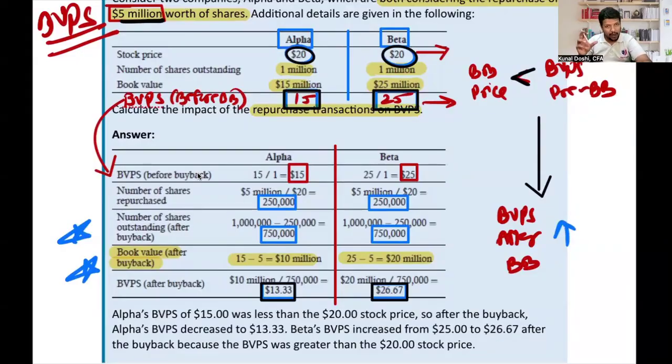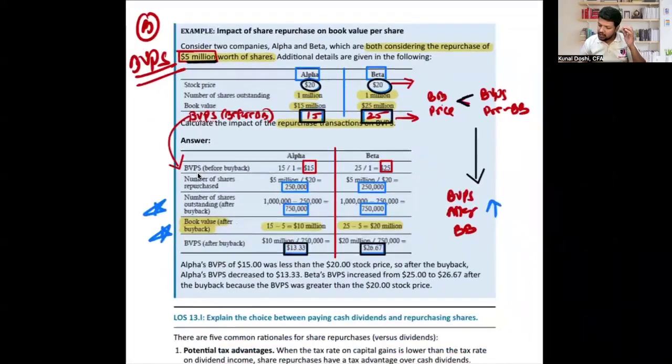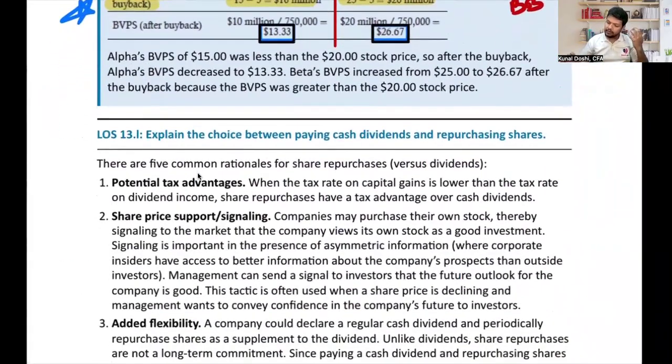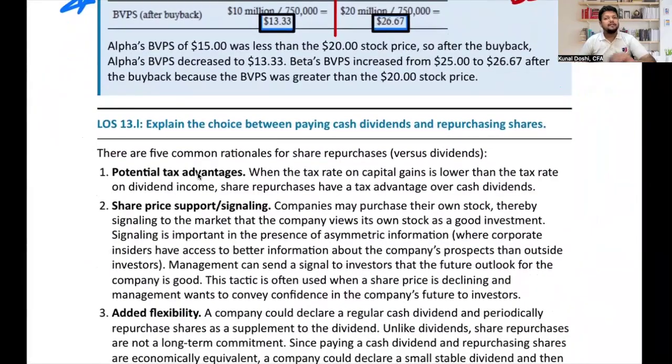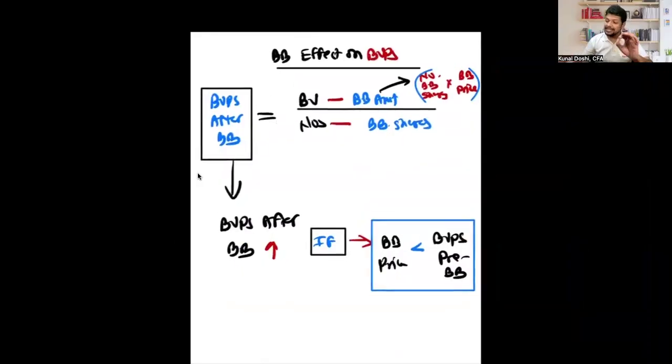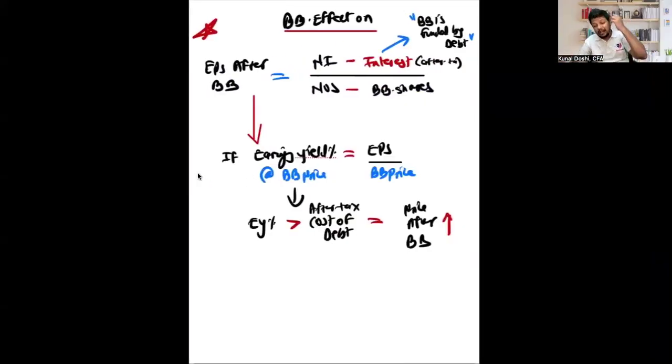Understood about this, the book value impact? Not so easy, but understood, clear, right, everyone? So we have to understand that book value per share and earnings per share both can jump after buyback. But it matters whether they are funded with debt. If they are funded with debt, then you need to compare the earnings yield and the after-tax cost of debt.